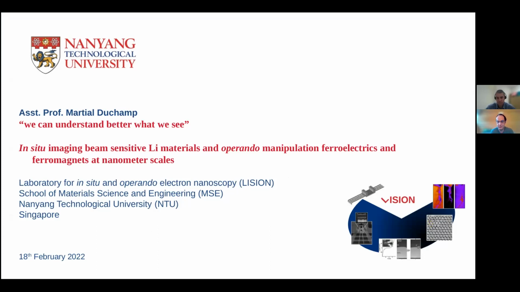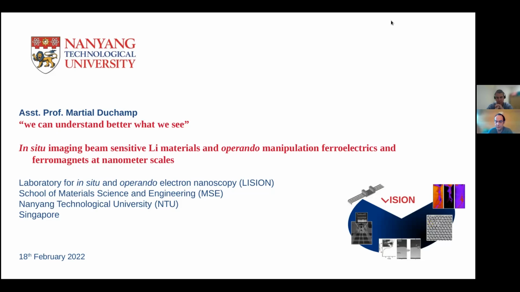Martial has joined NTU and MSE in 2016. Before that, he obtained his PhD from EPFL in Switzerland on the study of mechanical and electrical properties of 1D materials such as ZnO nanowires or CNTs. He then pursued a postdoctoral fellowship at DTU in Copenhagen in the Center for Electron Nanoscopy, where he developed an innovative approach to measure low concentrations of dopant in thin-film solar cells using TEM techniques.